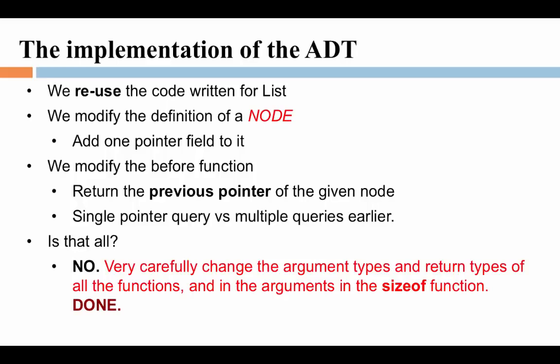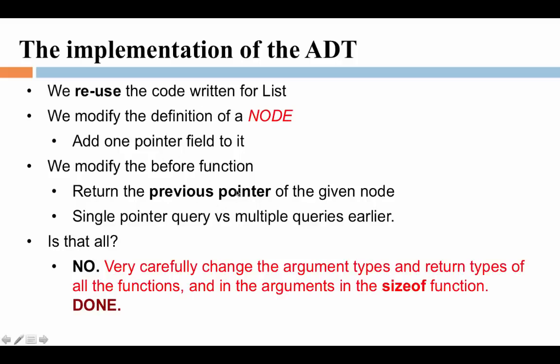But when we modify the definition of the node, we should also remember to change the names of the appropriate types, because we are working with the C programming language. Especially if you are going to use the linked list data type and also the doubly linked list data type in the same program, naming conflicts must be very carefully avoided. We will see that in a minute.